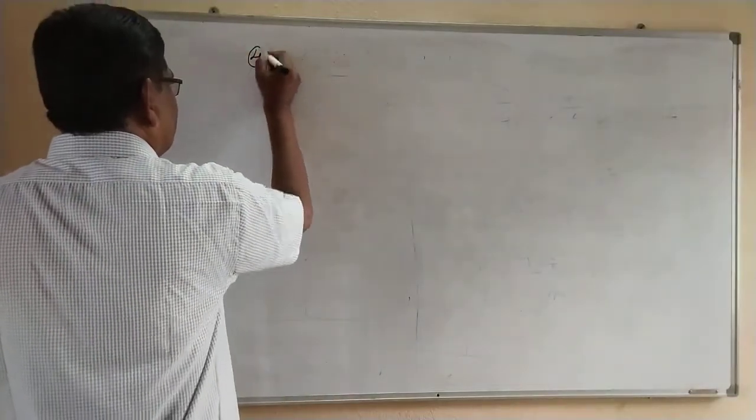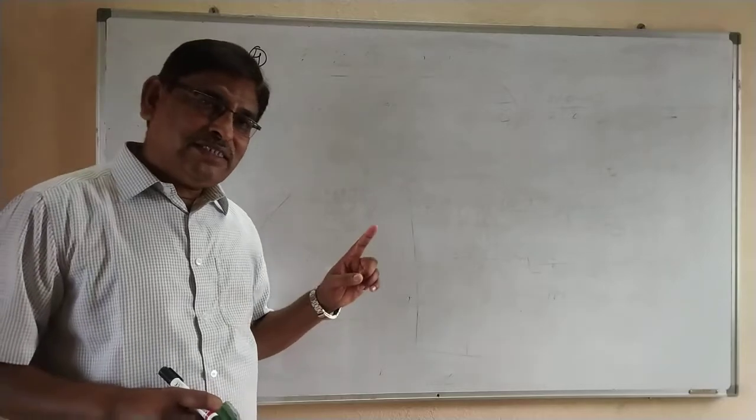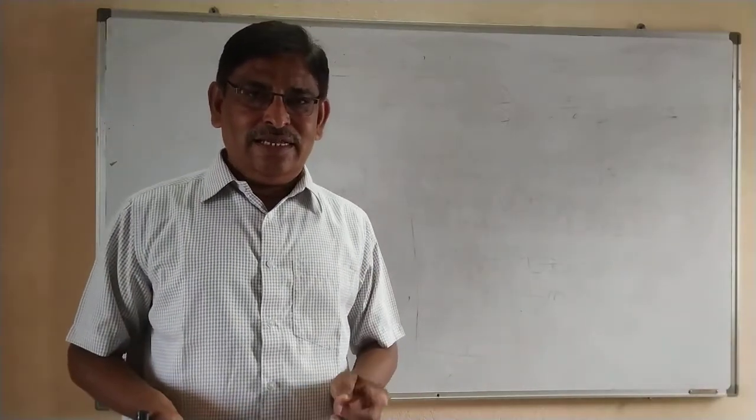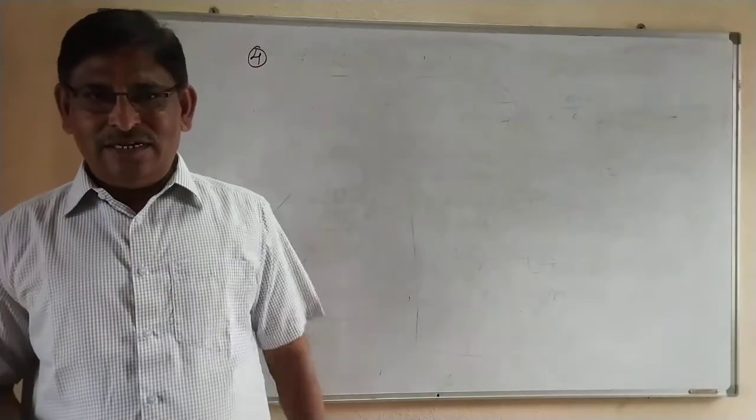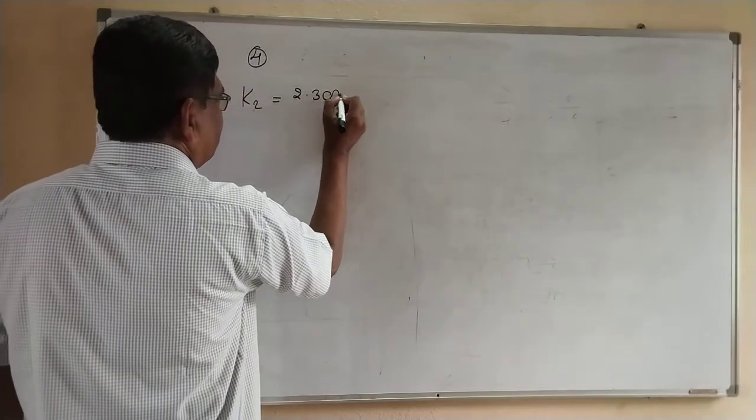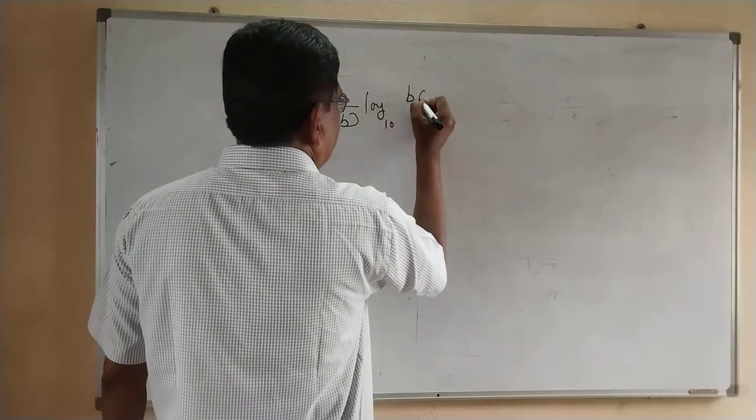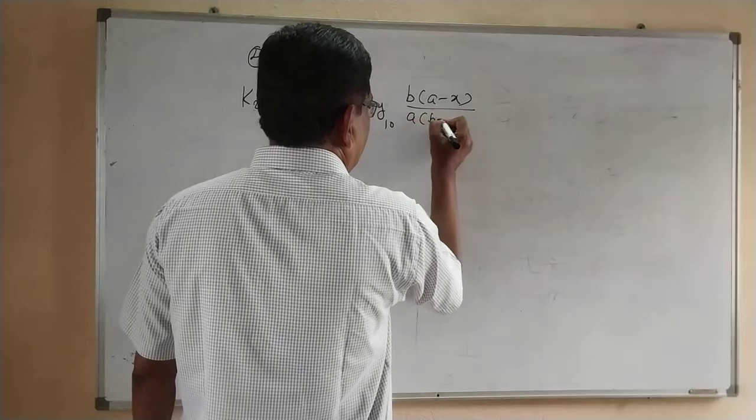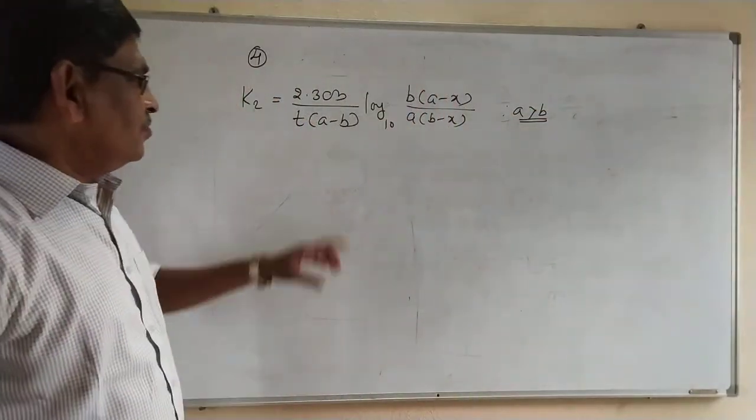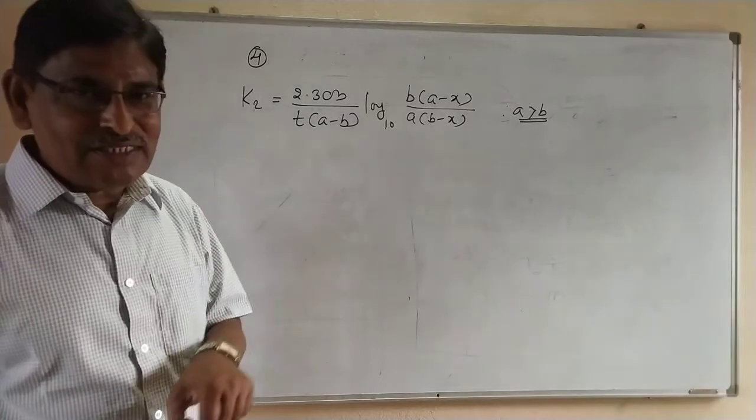Last one. When one of the reactants is in large excess, then a second order reaction changes to first order. What I am saying is, when one of the reactants is taken in large excess, then second order changes into first order. Now we have to prove it. The equation for K2 is this one, if a is greater than b. Here, a is the initial concentration of the first reactant and small b the initial concentration of the second reactant.